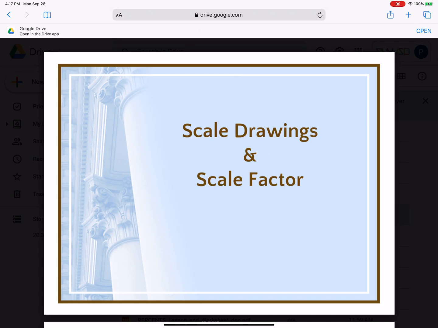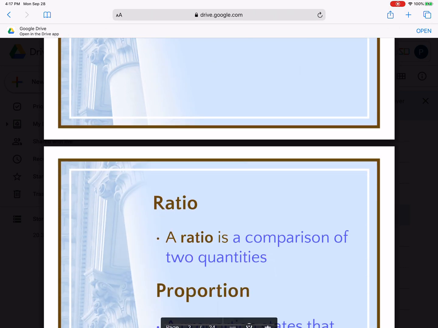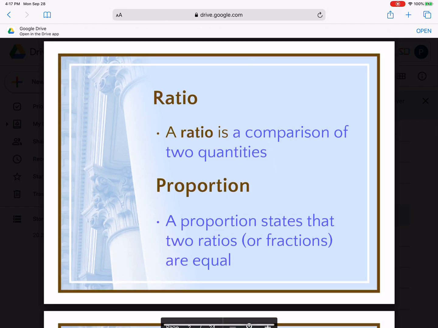Scale drawings and scale factor. Here we go. So, before we start anything, let's rediscuss ratios and proportions. Again, a ratio is a comparison of two quantities. Remember when we talked about the ratio of boys to girls?